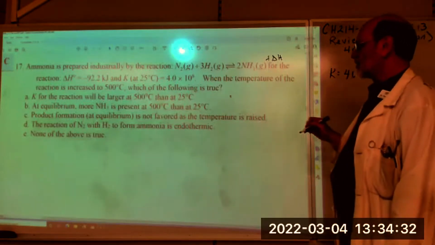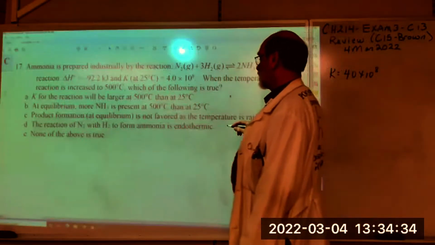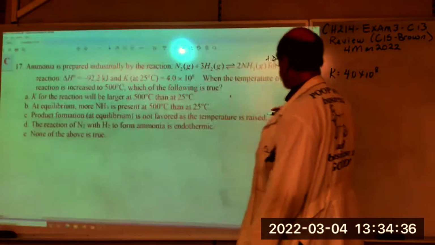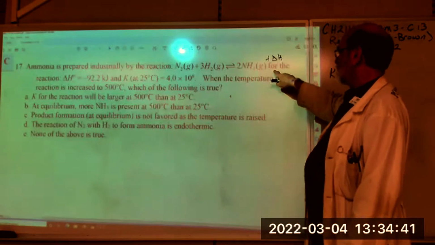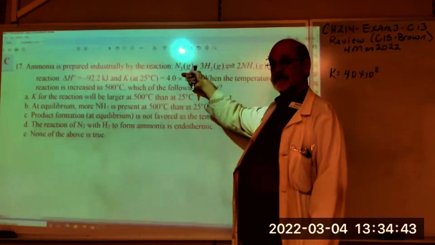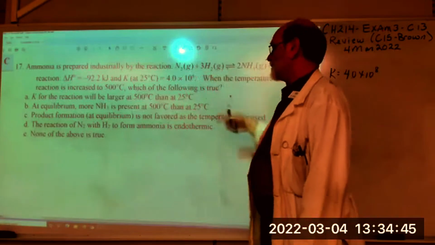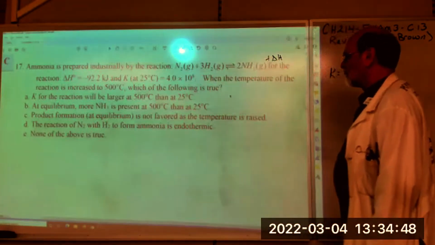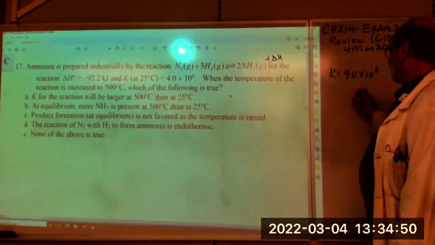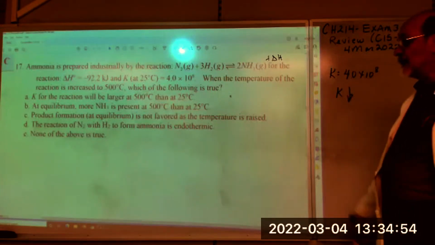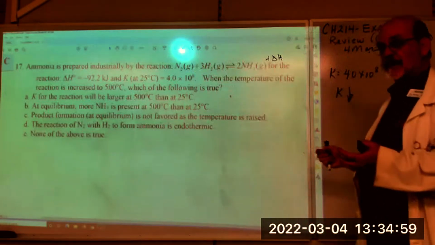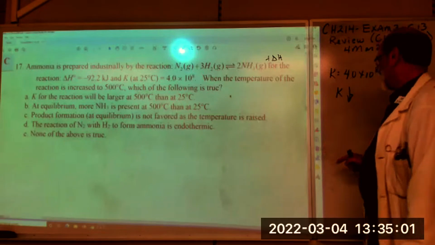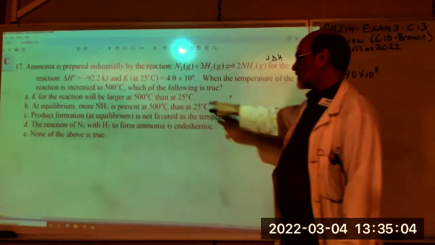When the temperature of the reaction is increased to 500 degrees, which of the following is true? We increase the temperature to 500 degrees, we're going to drive the reaction back this way. Right? So K for the reaction will be larger at 500. No, it'll decrease. K will decrease if we increase the temperature. Go that way and make more denominator and less numerator. Okay, so that was not it.